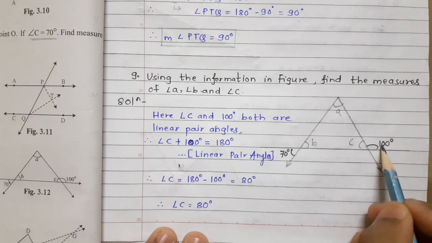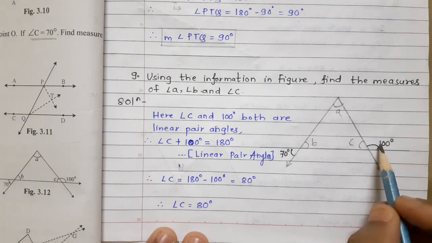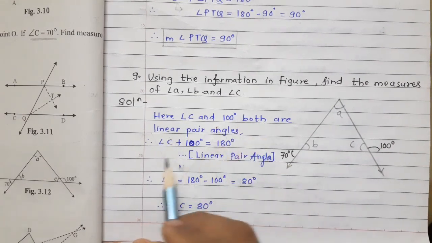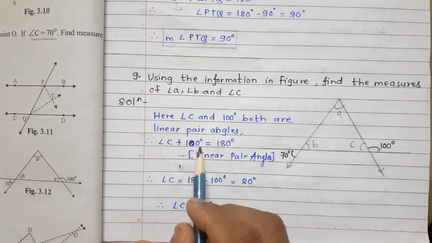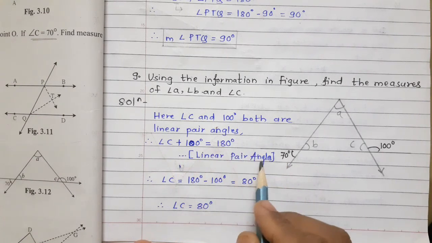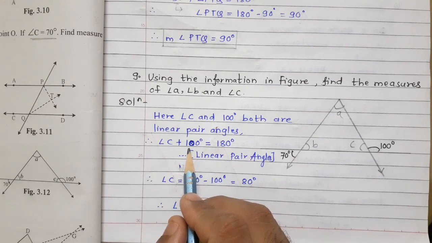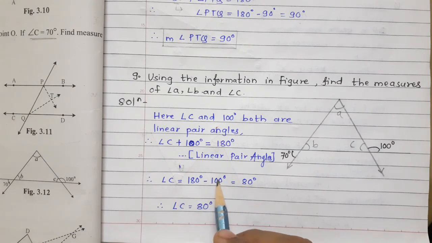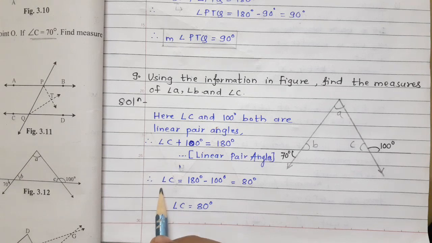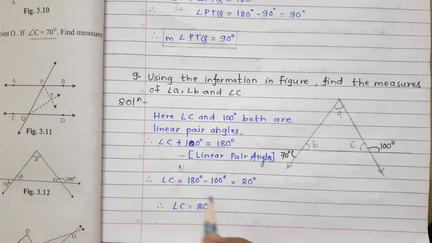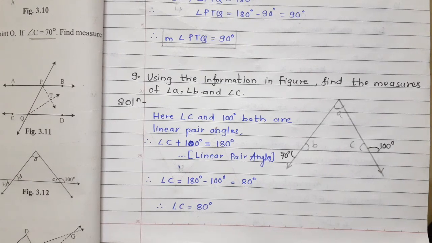Then we can write angle C plus 100 degree is equal to 180 degree, because linear pair angles are supplementary. So this 100 degree, positive on the left hand side, when it goes to the right hand side it becomes negative. Then next step we have angle C is equal to 180 degree minus 100 degree. 180 minus 100 is 80 degree. Therefore angle C is equal to 80 degree.